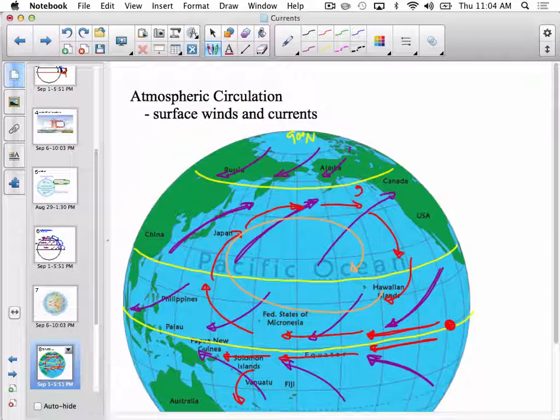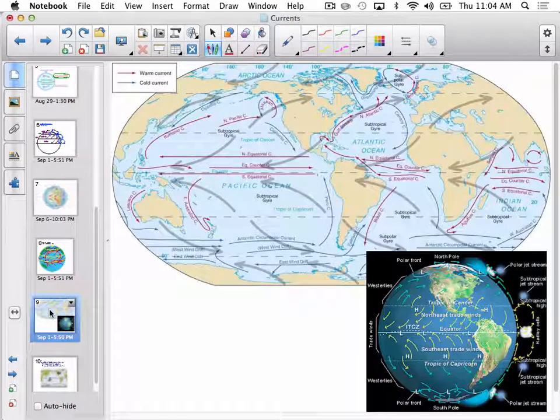The exact same explanation holds true for the North Atlantic. And if we do the same exercise in the southern hemisphere, we see that the gyres flow in a counterclockwise direction for the same reason, and because Coriolis deflects to the left in the southern hemisphere. So we have clockwise gyres in the northern hemisphere due to surface winds and the Coriolis, and counterclockwise in the southern hemisphere.